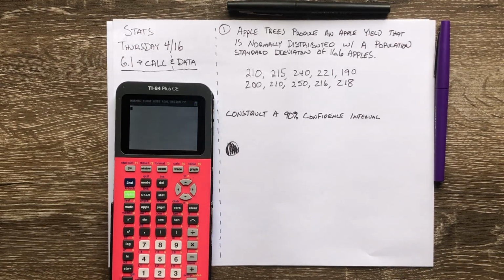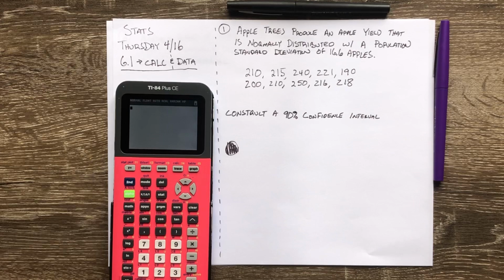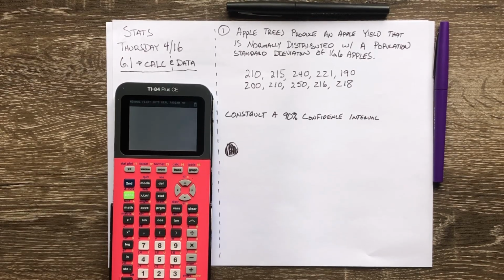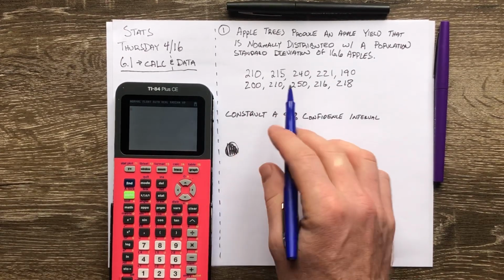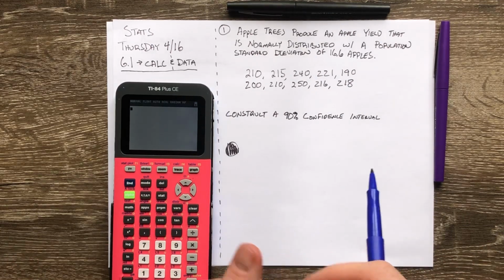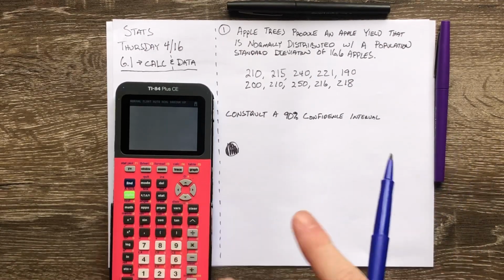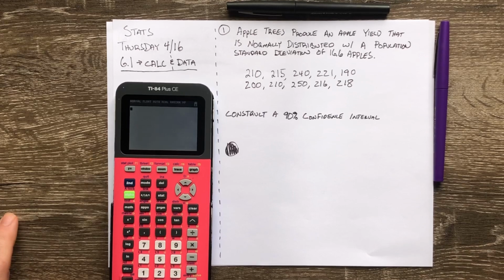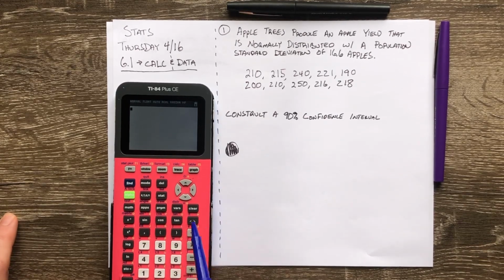All right, here's the last day of 6.1. So the difference between what we're going to do today and what we've been doing is that here I give you a data set, and we have to find the standard deviation, and we have to find the mean. If we know those two things, we can make a confidence interval. I'm also going to show you a new way to do it using your calculator.